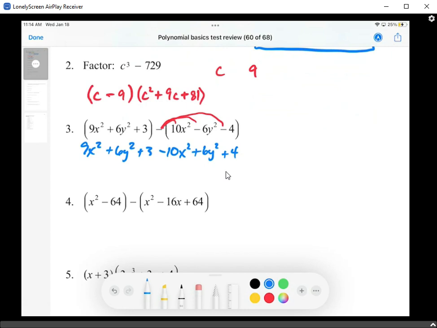And then the name of the game is just combining like terms. I'll do the x's first, and then the y's, and then the constants. 9 minus 10 with the x squareds would be negative 1x squared. We've used both of those. The two 6y squareds are both being added, so plus 12y squared. And then our two constants would add together and make plus 7.